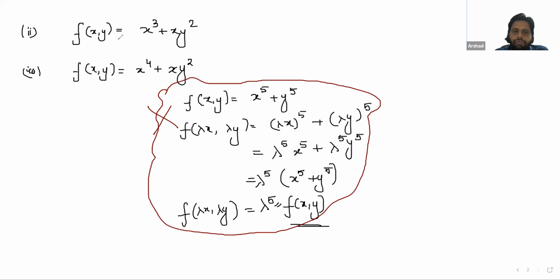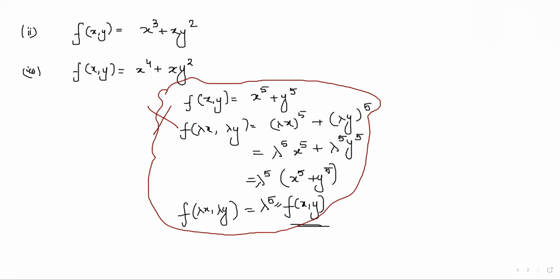You just need to put lambda x in place of x and lambda y in place of y, and check what you are getting as a common factor. Here also put lambda x and lambda y. Okay, Seth, please tell me the answer for the second.